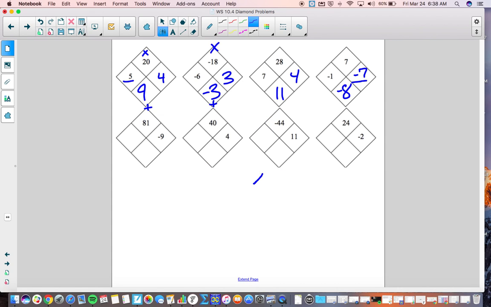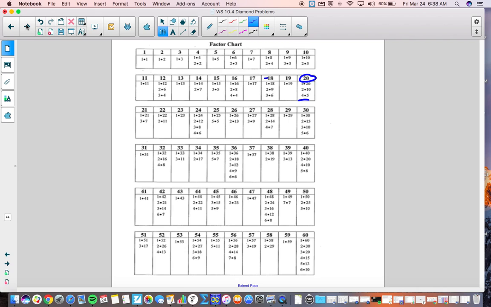Maybe I'll go to this one lastly. What times 11 is negative 44? So we could go to our factor chart. It was a negative 11 that was a factor of 44. So the 11 is negative, so the 4 would also be negative.